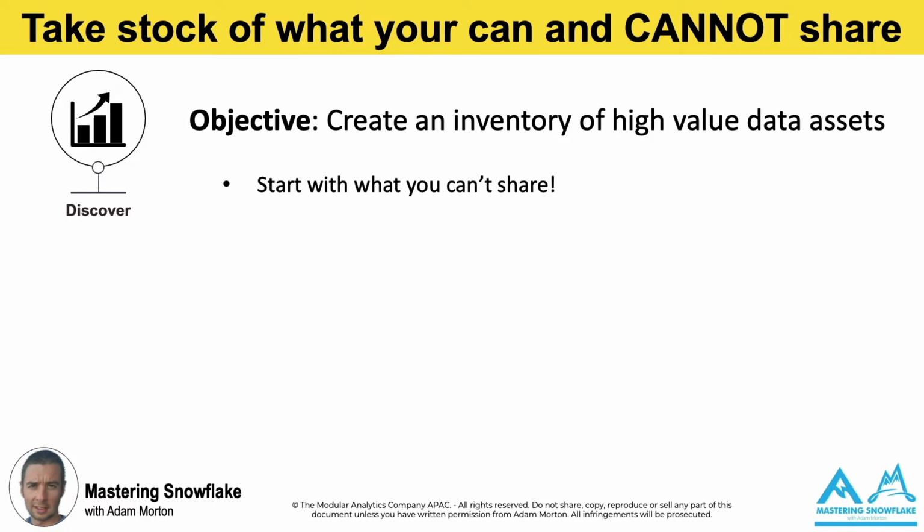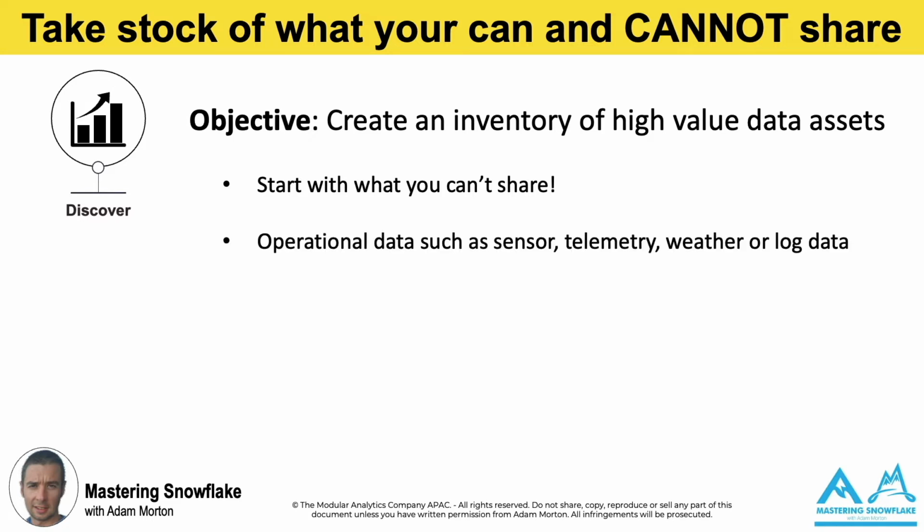So the easiest thing to do first, understand what you can't share, and then work out from what you can share what is going to be valuable. And typically that leaves a wealth of possible other options, and that may include data such as sensor, telemetry, weather or log data. I've used telemetry data in the past where we had GPS boxes hardwired into cars, and I was working for an insurer of these vehicles at the time.